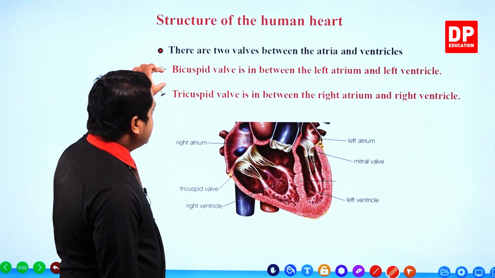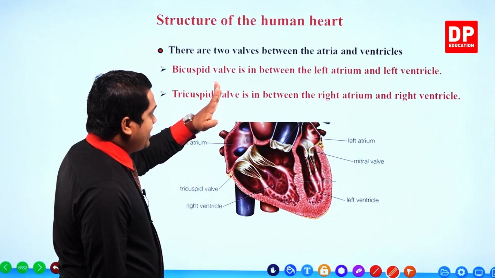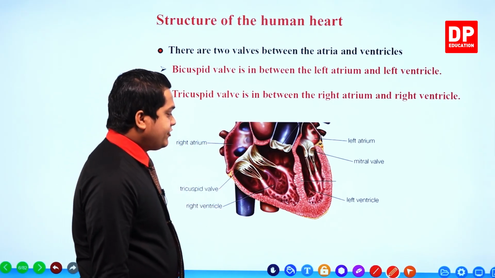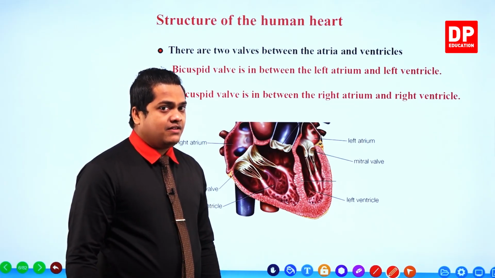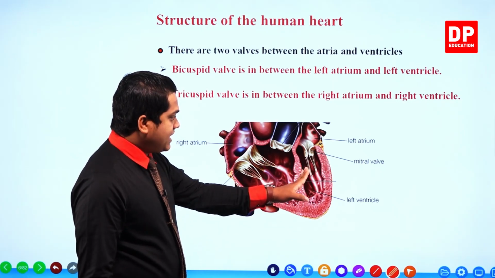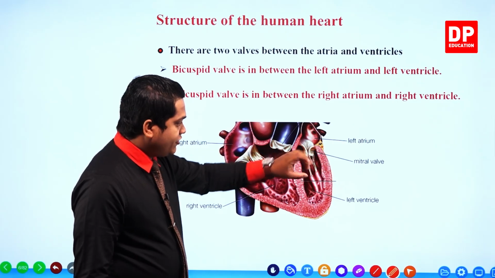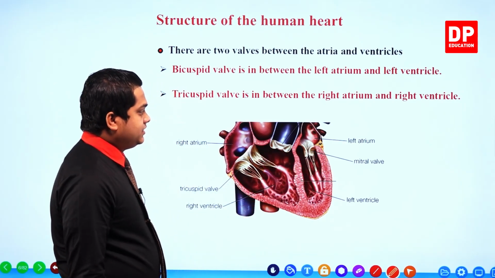So the bicuspid valve is in between the left atrium and the left ventricle. Between the left atrium and the left ventricle, you can observe the bicuspid valve. So this is the left hand side: left atrium, left ventricle, and the bicuspid valve or the mitral valve.